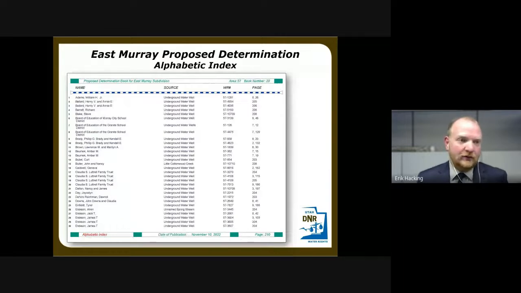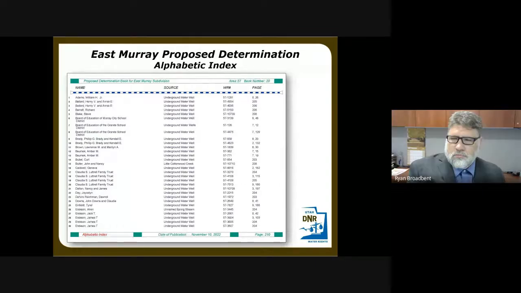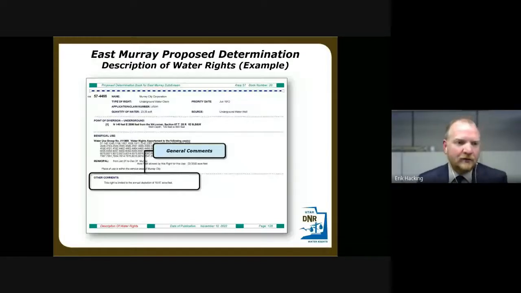All right. That concludes. Can I interject real quick, Eric? Yeah, absolutely. Just one more thing on the forfeited rights section. That only lists rights that are forfeited in their entirety, meaning we found no use whatsoever. If a right is partially forfeited, meaning we only found a part of the use that was allowed, they will be listed in the description of water rights section with a reduced beneficial use. So just kind of to clarify that. Yeah, thanks for clarifying that, right? Yeah. All right.